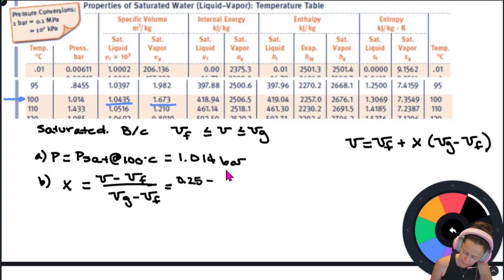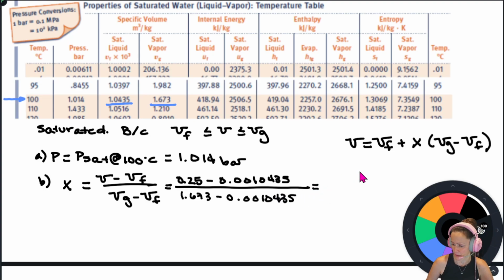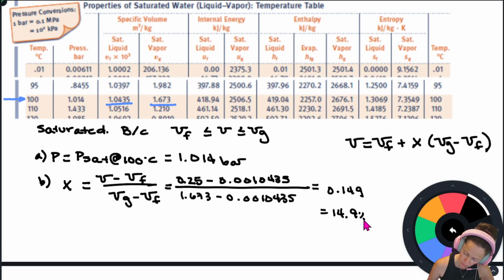So 0.25 minus 0.0010435, because remember, that specific volume there has already been multiplied by 1,000. And then I've got 1.673 minus 0.0010435. So I end up getting 0.149. So that's going to be 14.9% if you want to report it as a percentage.